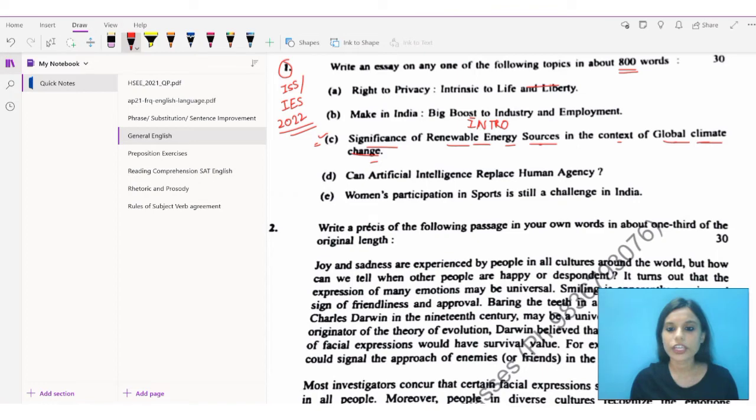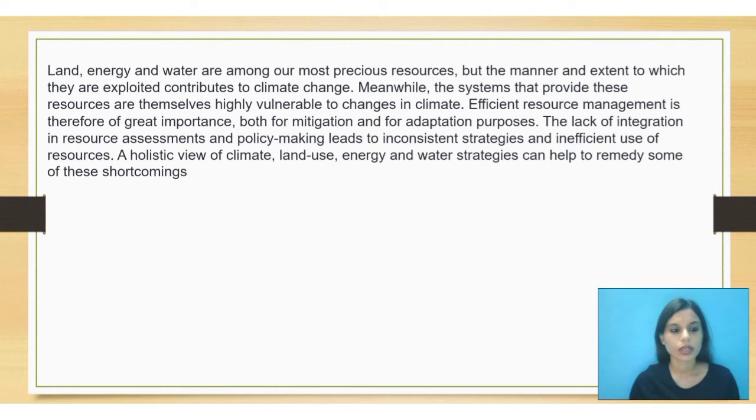Now moving over to what points you can include in your answer. You see, I have included: land, energy, and water are among our most precious resources. So these can be included within the renewable energy resources, but the manner and extent to which they are exploited contributes to climate change. Meanwhile, the systems that provide these resources are themselves highly vulnerable to changes in climate. Efficient resource management is therefore of great importance.